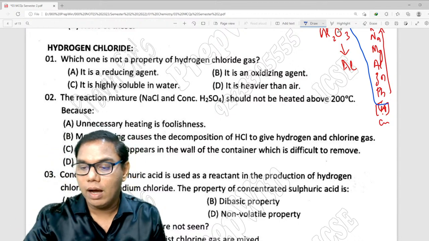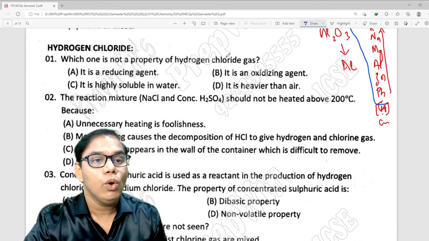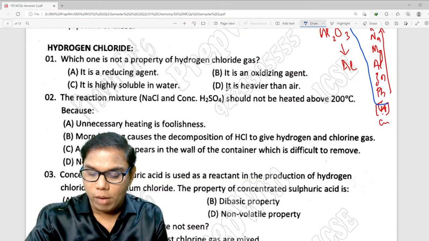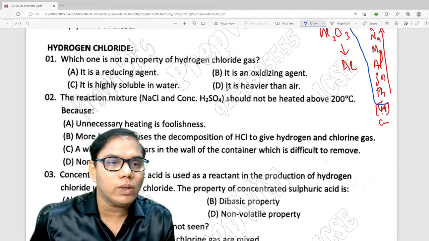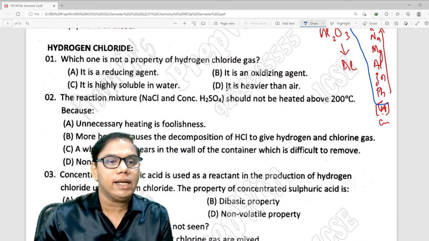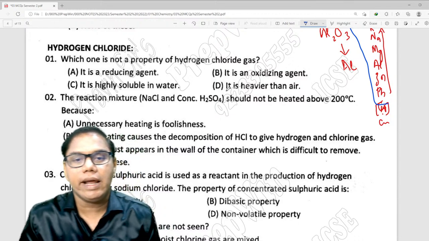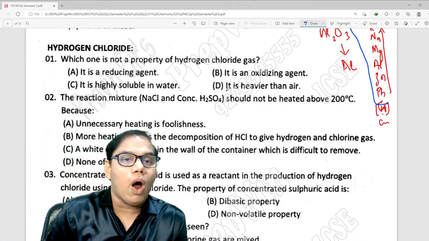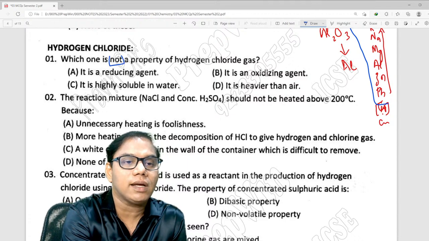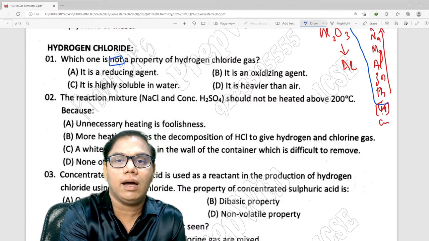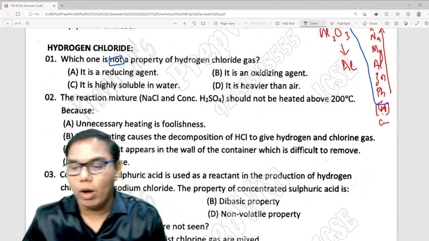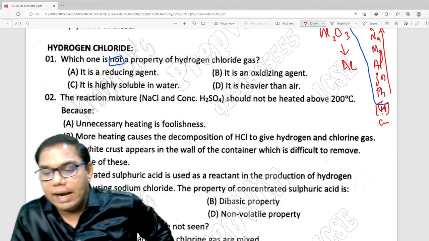Okay, let me know which one is not a property of hydrogen fluoride gas, which is not true about the hydrogen fluoride gas. Is hydrogen fluoride gas a reducing agent? Is it an oxidizing agent? Is it highly soluble in water? Is it heavier than air? Which is not a property? Okay, not. Again a negative kind of answer. A little bit confusing answer, but yes, very important. What is the property? Okay, number and answer.